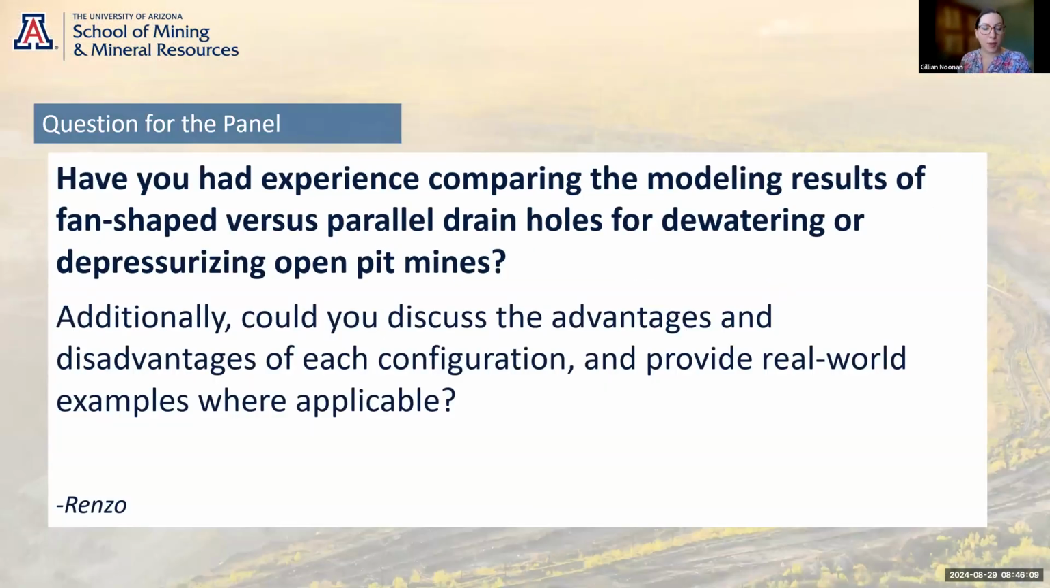So this question also was pre-submitted, coming from Renzo. Have any of the panel had experience comparing the modeling results of fan-shaped versus parallel drain holes for dewatering or depressurizing open pit mines? And additionally, could you discuss the advantages and disadvantages of each configuration and provide real-world examples where applicable? And I will open that up to the panel. Anyone would like to start?